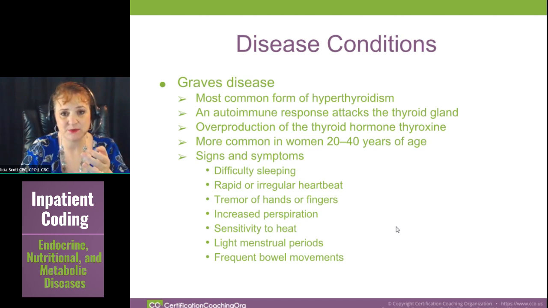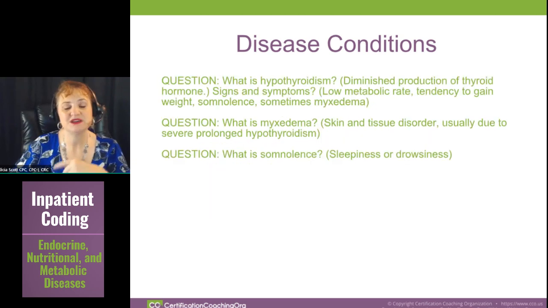They aren't able to sleep. They have sleep disturbances. Their heart is always racing. They have tremors in their hands and fingers. They literally shake. It's like being on speed. They sweat, more perspiration. Sensitive to heat, whereas our other one was sensitive to cold, this is sensitivity to heat. They don't cycle their menstrual cycles. If they even have them, they're very light, and they tend to have bowel movements more often, because everything, even their digestive tract, is on overdrive.